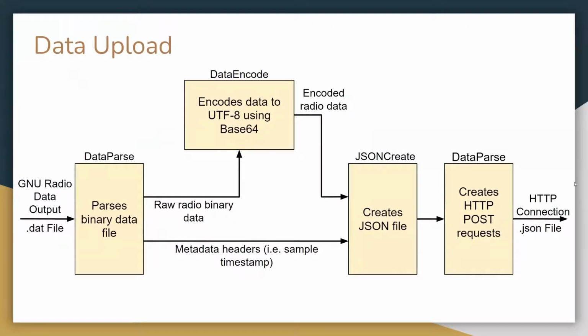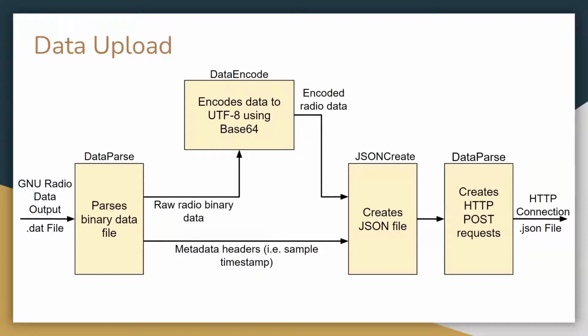So as described in the system overview, once the data is sampled and sent out from GNU Radio, it then goes to a custom Python script for uploading. This diagram here shows a general overview of what that script is doing. Starting on the left, the DAT file from GNU Radio comes in, and the script separates the radio binary data from any metadata information, such as the sample rate, timestamps, stuff like that.